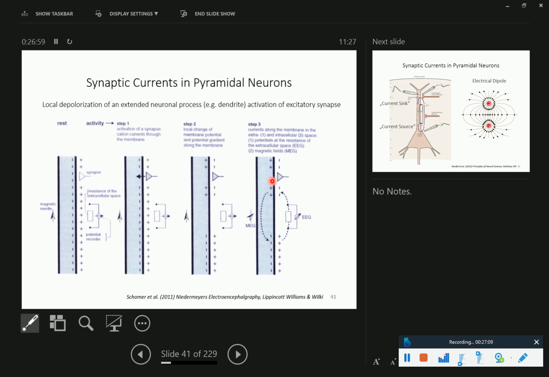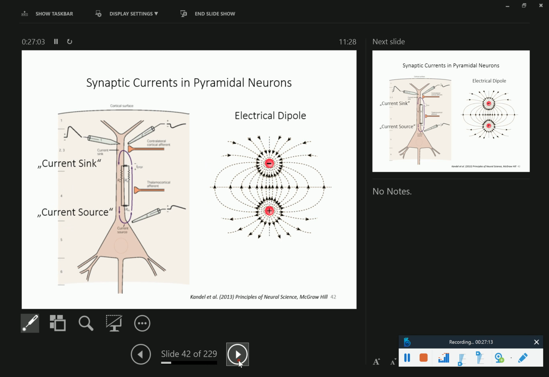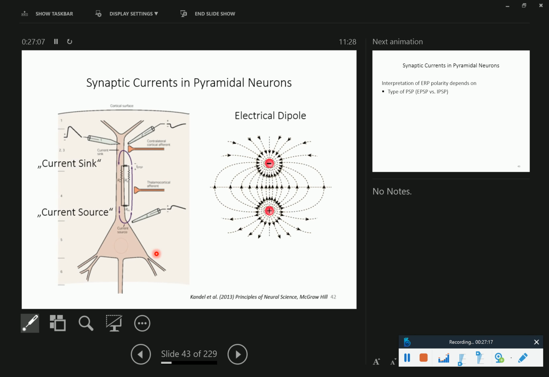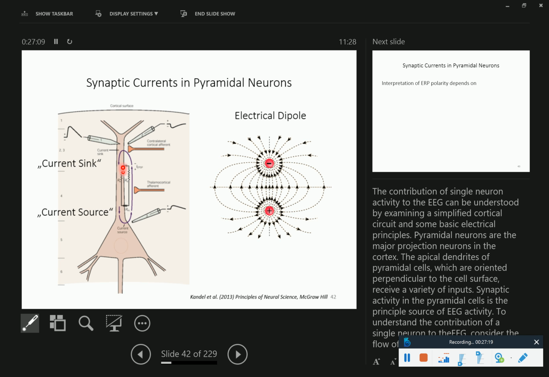And this is the important thing, also on this and on the next slide: if this is happening in parallel in a lot of these pyramidal cells, then you have the setup of a current sink and a current source. So you essentially have an electrical circuit with a negative pole and a positive pole for some time.